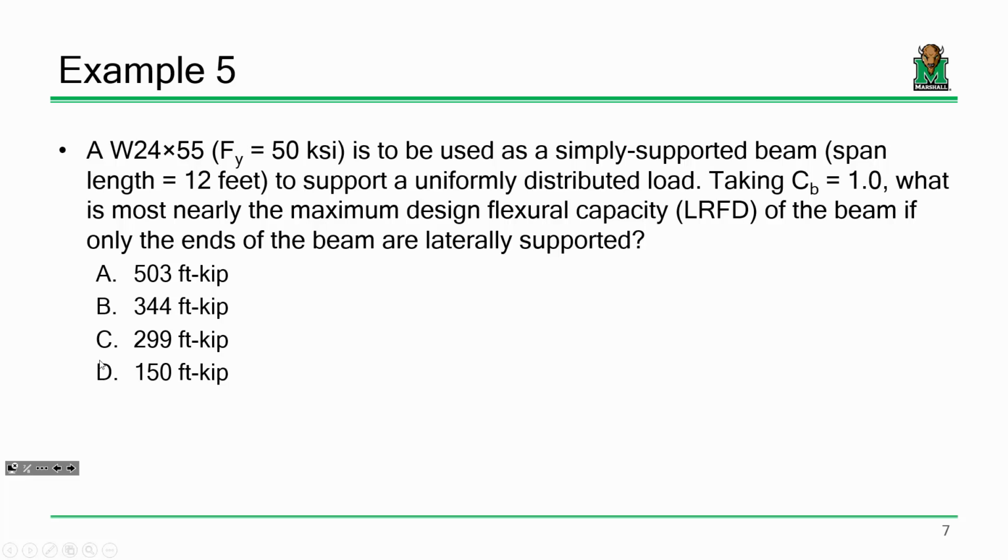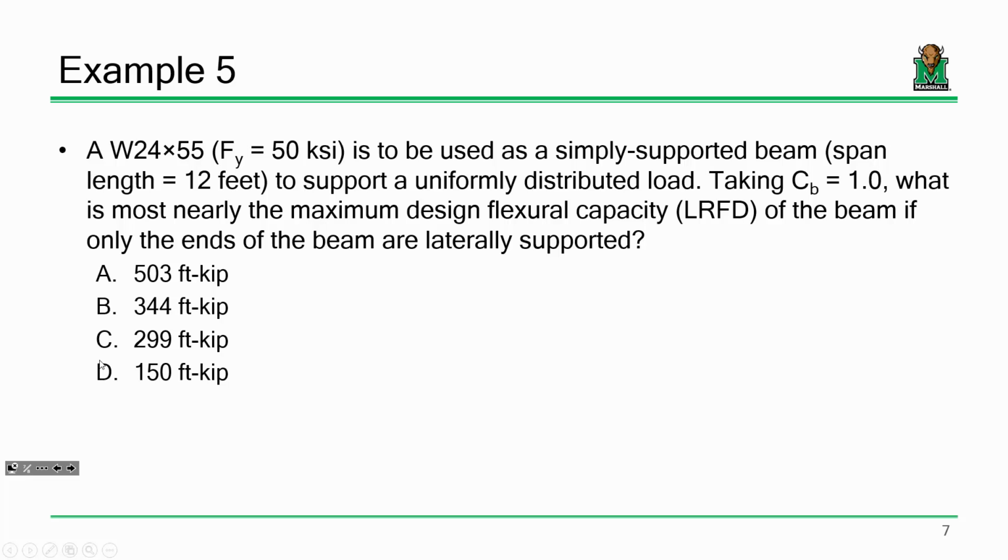So let's look at beams. Okay, so we have a W24 by 55. It is to be used as a simply supported beam to support a uniformly distributed load. What is most nearly the maximum flexural capacity of the beam if we take CB to be 1, which makes our lives a whole lot easier to deal with in the wonderful world of steel design? All right, now let me see something. I'm just curious. 24 by 55. Okay, all right, I was just curious.